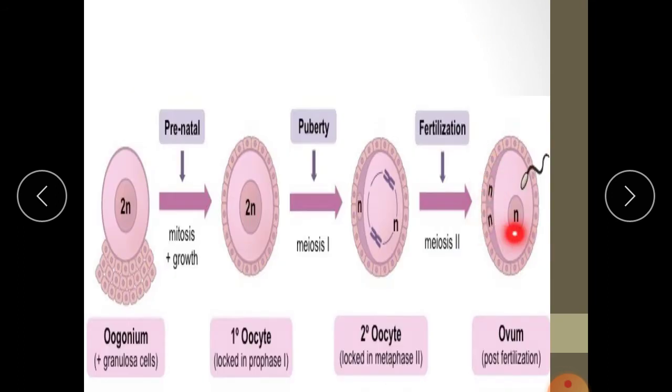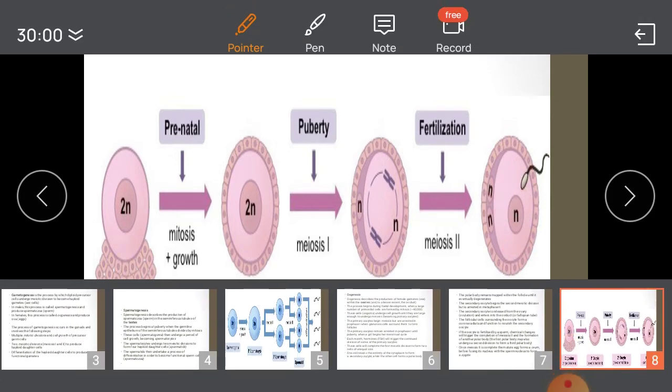So this shows the completely formed secondary oocyte. Secondary oocyte is present in the second metaphase stage. Second metaphase stage is completed when sperm enters. Sperm enters the ovum, this is called fertilization. Only after fertilization, second metaphase is completed, and the second anaphase and second telophase are completed. Later on, zygote is formed, and the zygote undergoes cleavage.